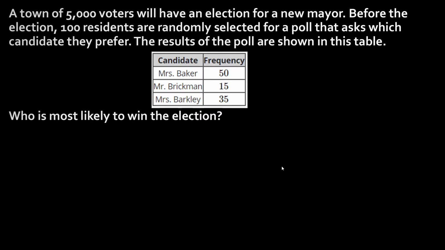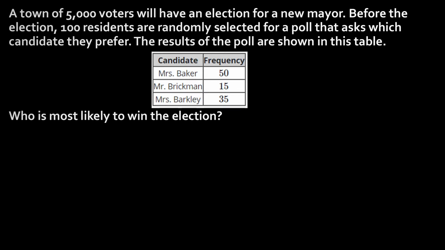Alright, here's our first question. It says that a town of 5,000 voters will have an election for a new mayor. Before the election, 100 residents are randomly selected for a poll that asks which candidate they prefer. The results of the poll are shown in this table. Our question says, who is most likely to win this election?